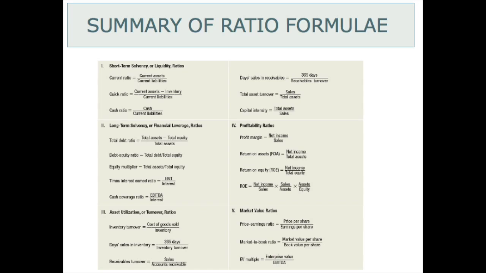This is a chart. I like the summary here of all of the different categories. It's broken down pretty well into short-term solvency or liquidity ratios, long-term solvency or financial leverage ratios, asset utilization or turnover ratios, and then of course profitability ratios. We certainly want to be profitable, and then a market value ratio. So how is the market judging us? We've got six different types of ratios here.